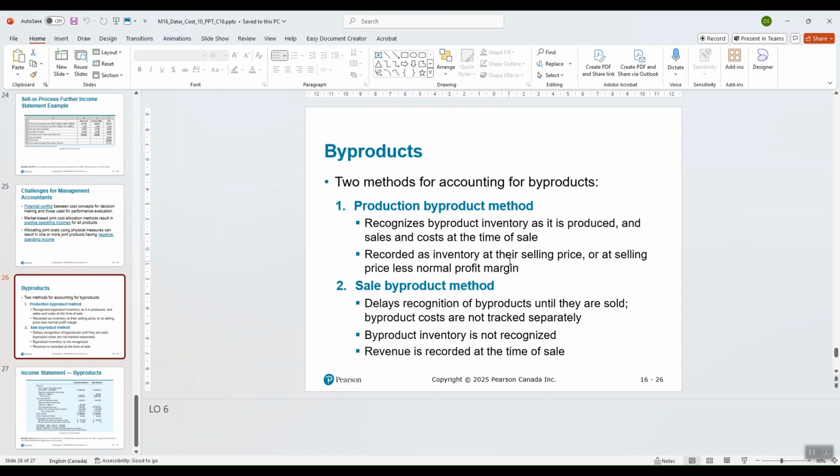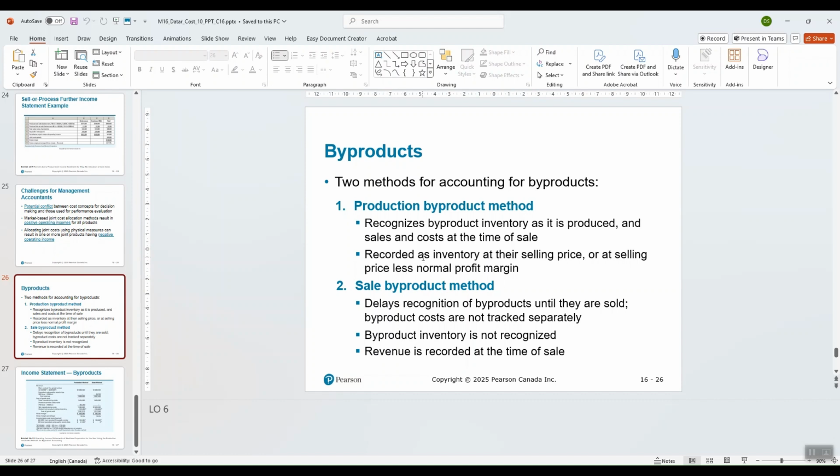And how do we encounter that in our cost allocation? There are two ways: the production byproduct method and the sales byproduct method. In the production byproduct method, we recognize the byproduct as an inventory cost, and then take it out at the time of the sale, recorded at a selling price, or at a selling price less than the normal market.